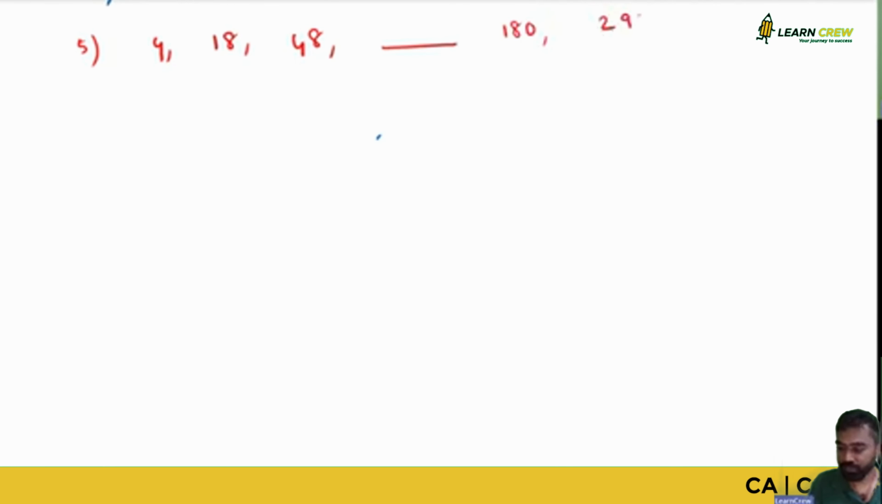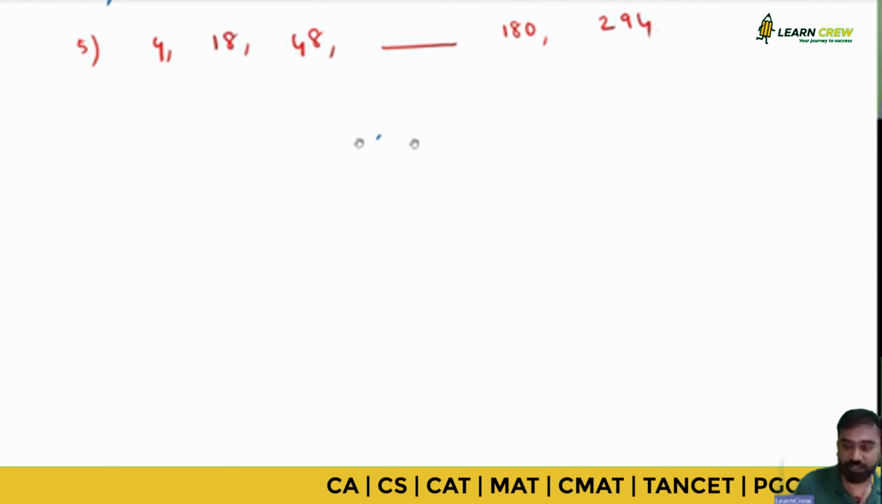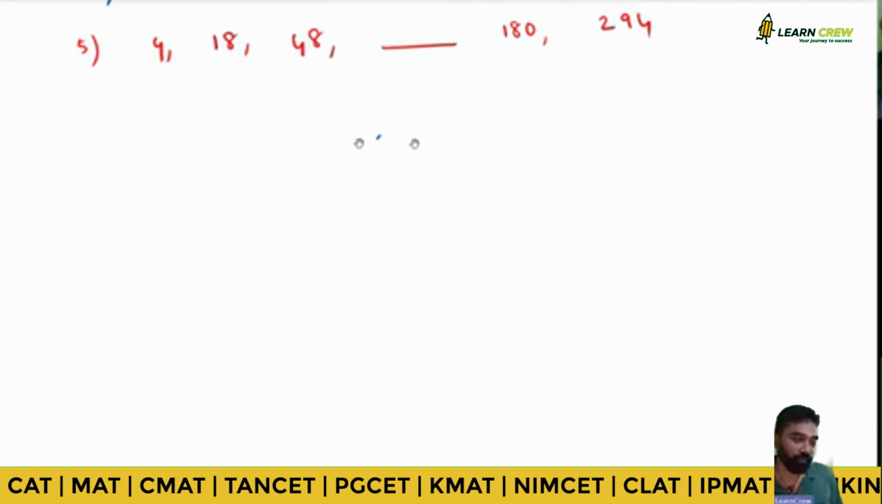How do you solve these kinds of questions? Let us see. I will give you some 5 minutes. Try it out and let me know. The series is 4, 18, 48, blank, 180, 294. You need to find the missing term in between. Take your time, 5 minutes.